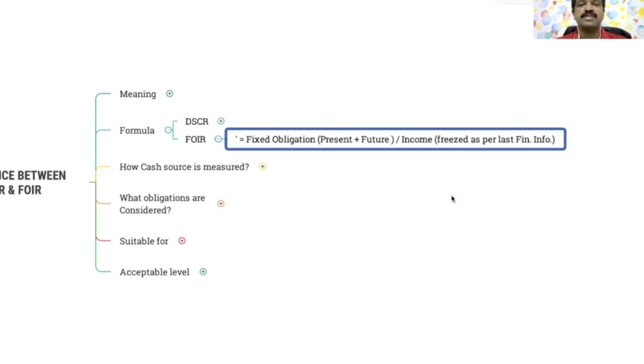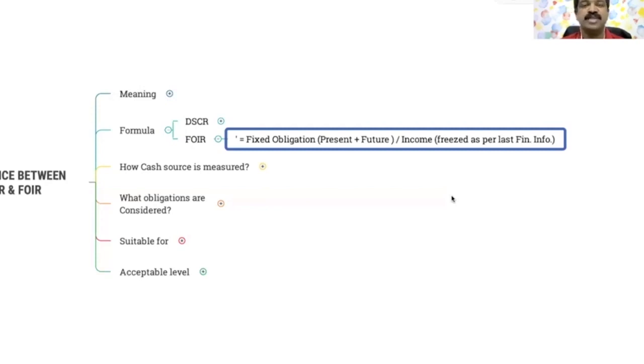When we say income, this is cash profit. And this is one distinct difference when compared with DSCR. Here, when we take the income in FOIR, that is the cash profit, it is freezed as per last financial information. That is, if the customer is approaching now, let's say we are in December 20, the customer is approaching loan now for let's say next 5 years. For next 5 years, what will be his cash profit? That will be based on his last submitted financials. In next 5 years, he may earn more. He may have more cash profit, but that will not be taken into consideration.